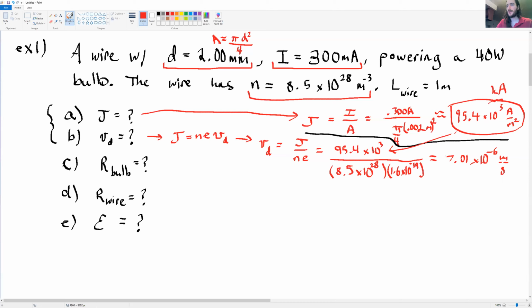Any other questions about those first two parts there? I want to let you guys work on C, D, and E. But let me give you guys some hints before I do that.